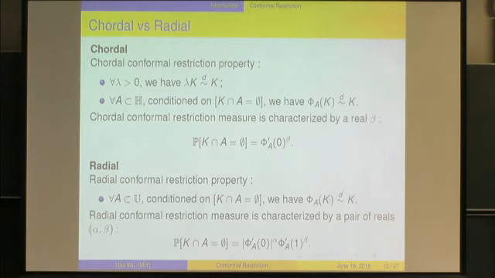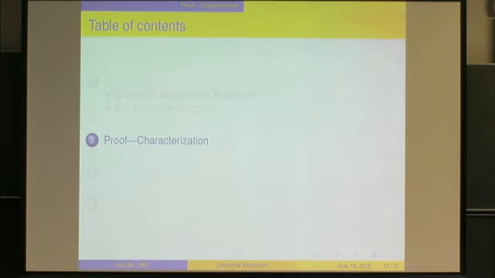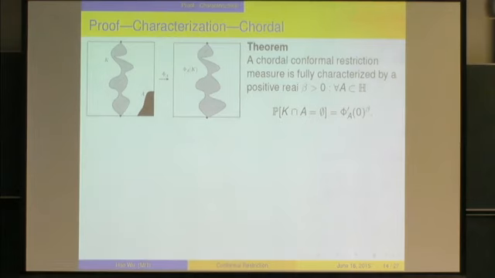Okay, so this is the relation between the chordal case and the radial case. And next we can go to the idea of the proof. So first I will prove the characterization part. The conclusion says a chordal conformal restriction measure is fully characterized by a positive real beta, and the random set and the beta are related through this relation. The first observation is, if the random set satisfies this relation for any set A, then it already satisfies the chordal conformal restriction property. So what we only need to show is why there is only 1 degree of freedom.